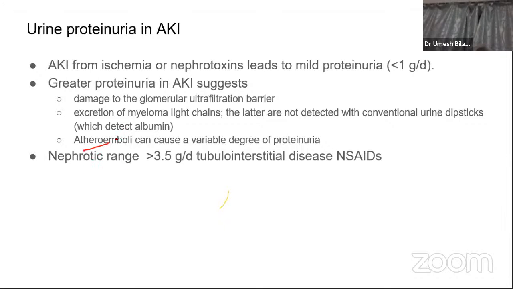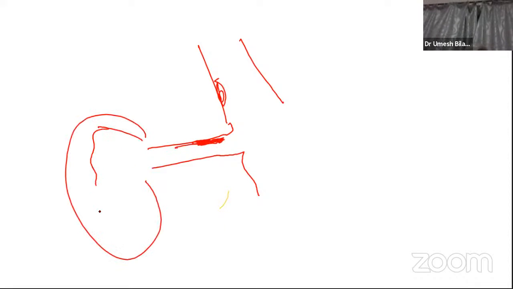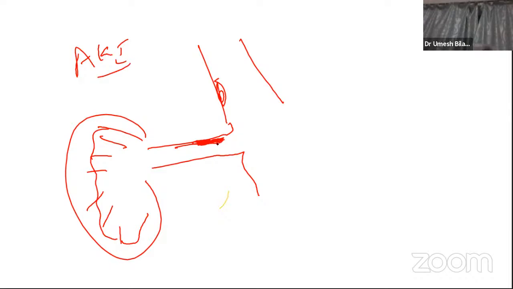And atherosclerosis can also cause a variable degree of proteinuria. So see, there are some procedures. With the procedures, the patients will embolize the atherosclerotic plaque in the vessels. For example, the descending aorta has an atherosclerotic plaque. Imagine this is a descending aorta and a renal artery is coming out here. So if there's a plaque somewhere here, or could be plaque here only, this can embolize and go into the kidney and plug these small vessels here and cause AKI. Especially it happens when you are doing some procedures. It is more likely to happen.